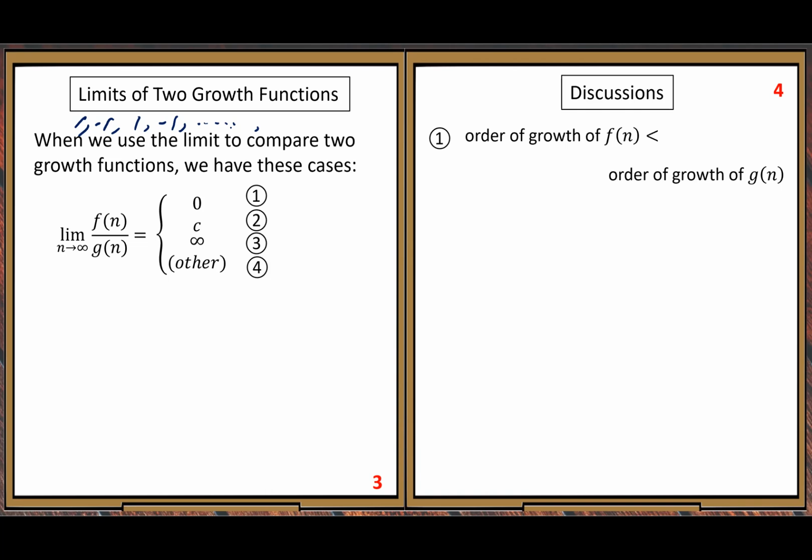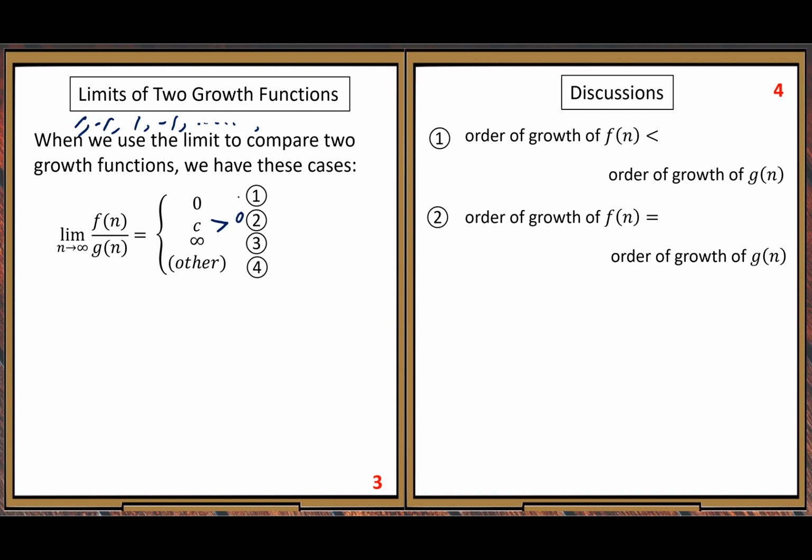Then let's look at the other cases. Case number 2, a non-zero constant c. Let me write it here: non-zero constant. For our algorithm problem, we should put greater than 0.